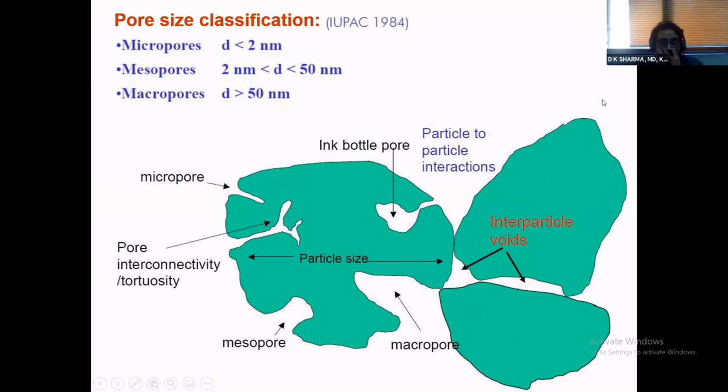In this picture, let me digress a bit and tell you where these different pore sizes come about. It's a very interesting thing, and if that is clear, then many things will become clear.